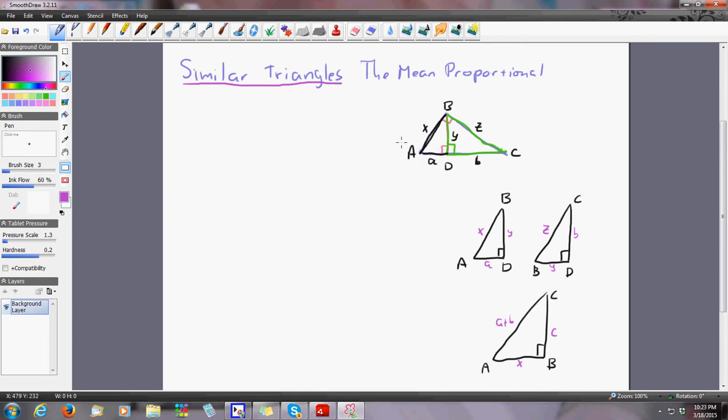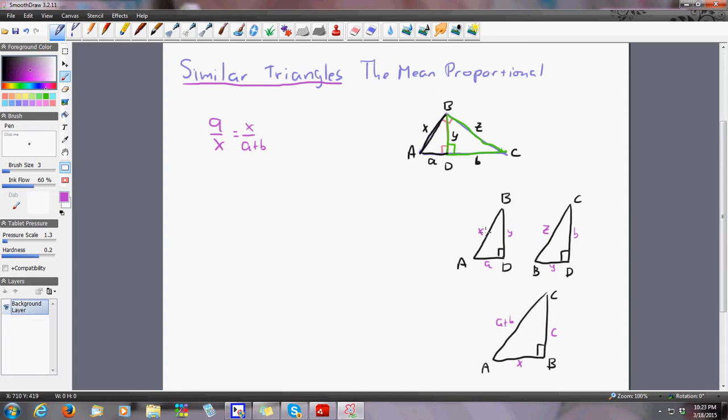Alright, so I have vertices A, B, and C, and I've broken up those triangles. And what I did was I pulled apart the three triangles down here because I want to show you something. If we take a look at x here, I said a over x would be equal to x over a plus b.